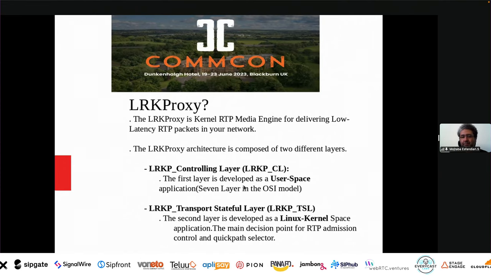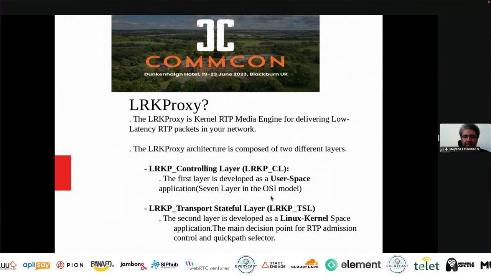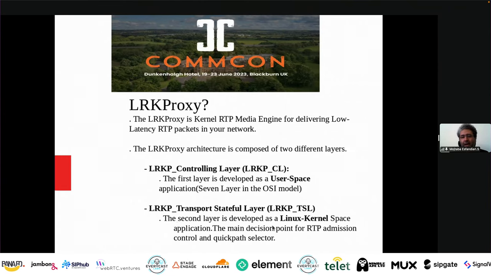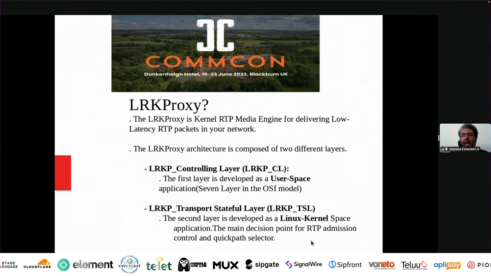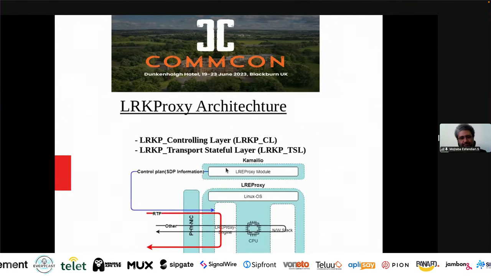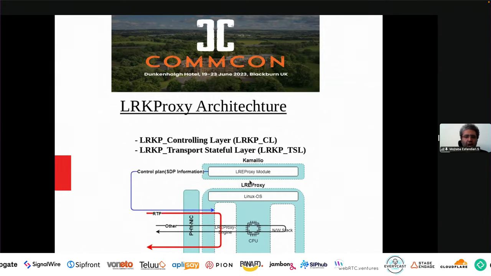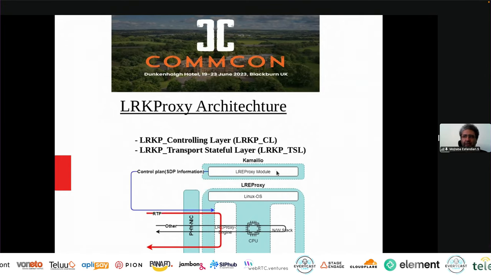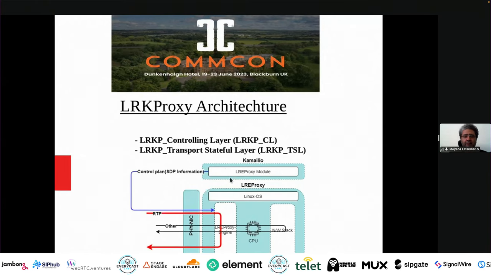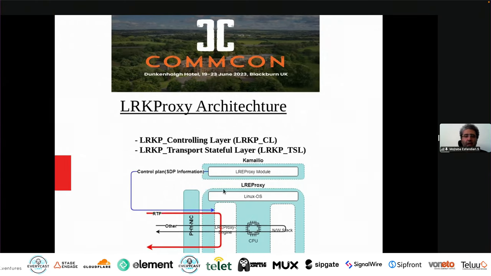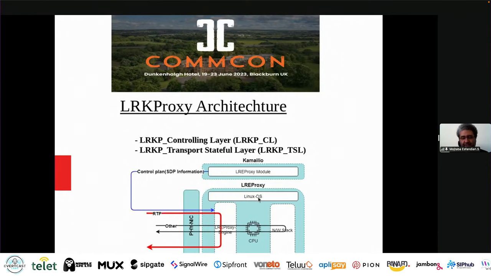The first layer is developed as a user space application, I mean developed in layer seven of the OSI model. And the second one is developed as a Linux kernel module, the main decision point for RTP admission control and path selector. This picture shows the LRKProxy architecture in two layers. As you can see here, the first layer is developed as a module in Kamailio. The second part is the LRKProxy engine that should be loaded in your operating system as a module.